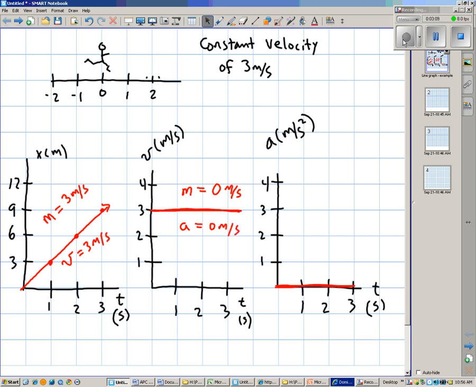So when you're going from one graph to the other, when you're going from a displacement versus time graph to a velocity versus time graph, you're finding slope. And then if you have a velocity versus time graph and you're going into acceleration, again, you find the slope.